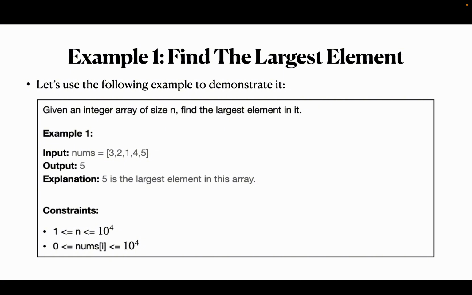Find the largest element. Given an integer array of size n, find the largest element in it. As we can see from example 1, the elements of this array will be 3, 2, 1, 4, 5, and 5 is the largest element in this array. Here we provide you several constraints, so you don't need to worry too much about whether an element within the array is too large or too small to fit in the integer, as well as whether the array size is too big to fit in the integer memory.